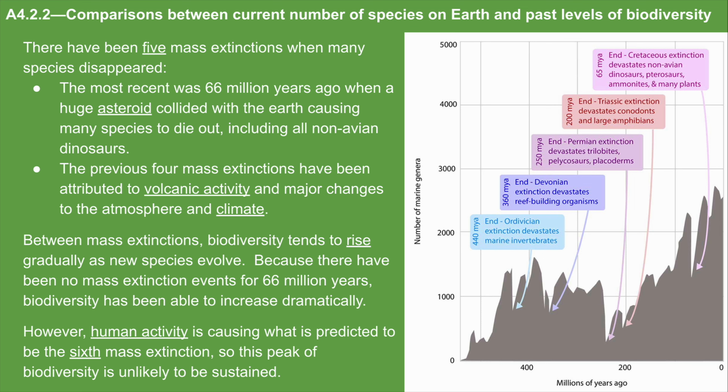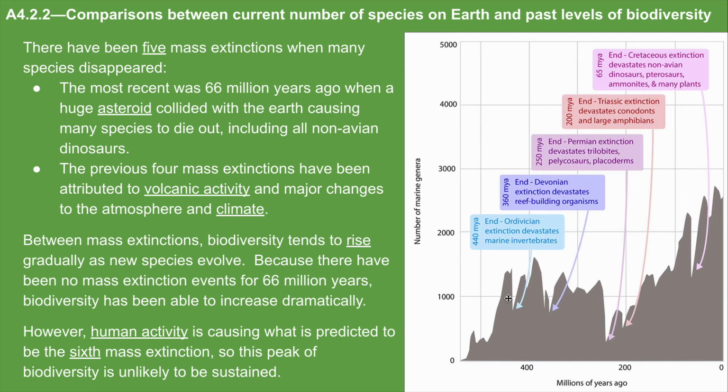Over the history of our planet, there have been 5 mass extinctions. The one that you're most familiar with, I would guess, is the one that happened 65 or 66 million years ago, where a huge asteroid collided with the Earth. It caused many species to die out, including all non-avian dinosaurs. But prior to that, there were 4 other mass extinctions, and these ones are attributed to volcanic activity and major changes to the atmosphere and climate.